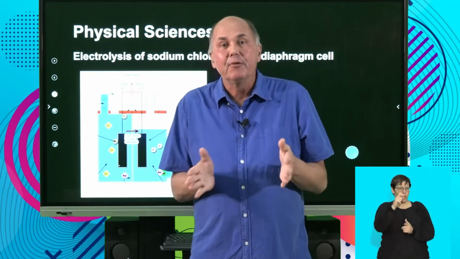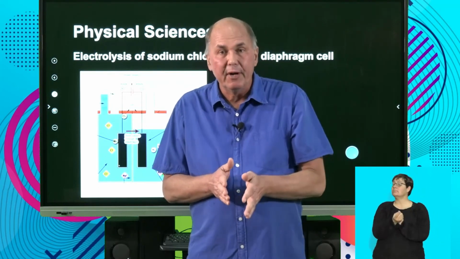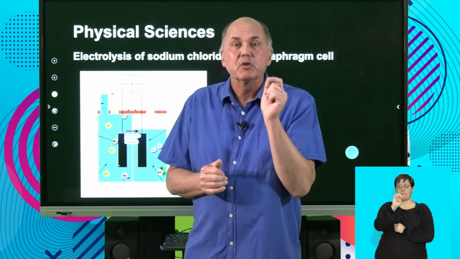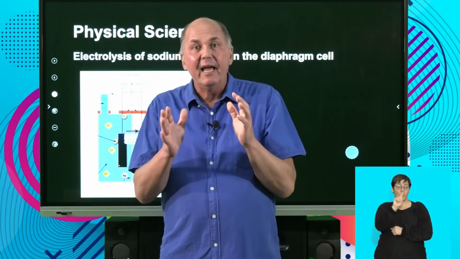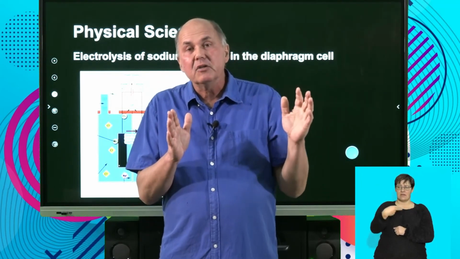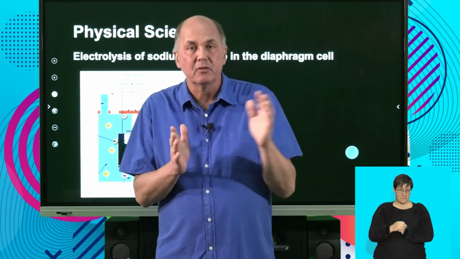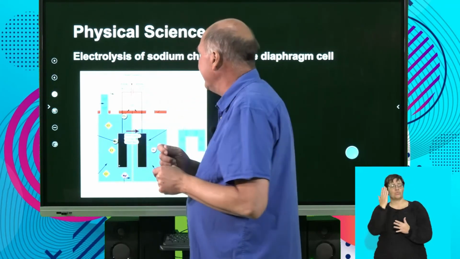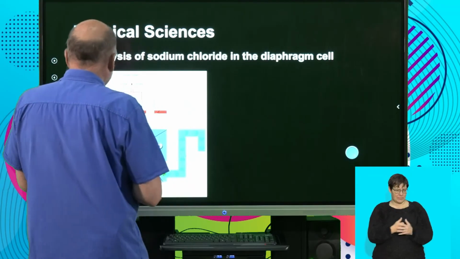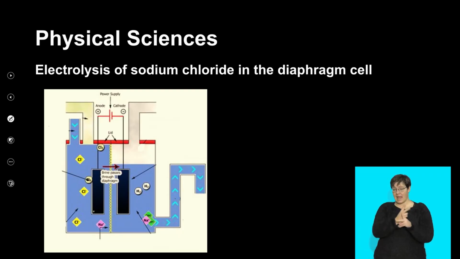And they came up with the idea of using a membrane. This particular membrane was called a diaphragm, and it allowed most things to pass through, and I'll explain what I mean by that. So again, we have an anode and a cathode, and we know that at the anode we're going to get chlorine, and at the cathode, which was the negative one, we're going to get hydrogen.